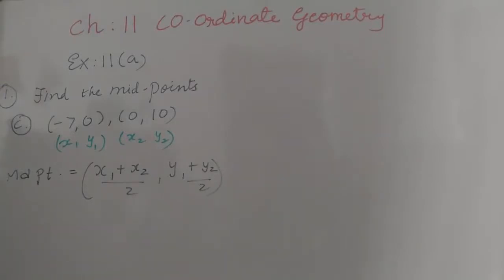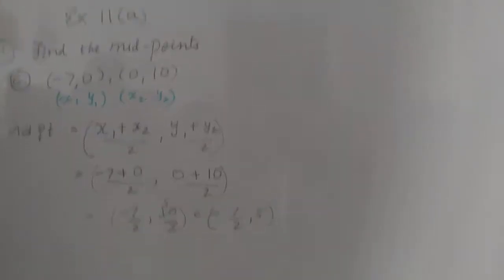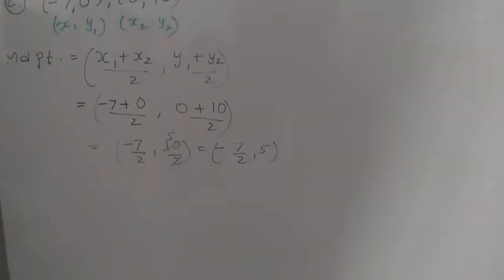Now let us substitute the values here. x1 is minus 7, x2 is 0, divide by 2; y1 is 0, y2 is 10, divide by 2. Then minus 7 plus 0 is minus 7 by 2, and 0 plus 10 is 10 by 2. So here I get 5. It means minus 7 by 2, you can also write as minus 3.5, or simply write minus 7 by 2, 5. So this is the solution of part C of find the midpoints.